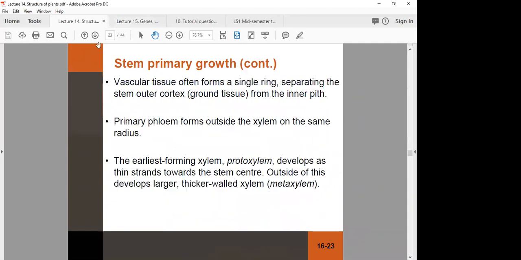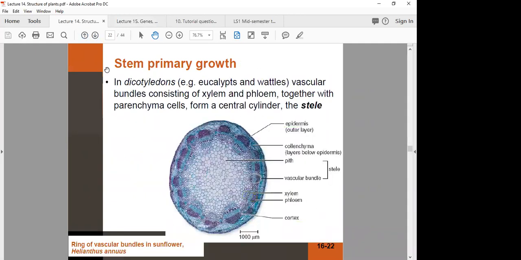Sorry, Silvana, could you just recap on the cortex, please? Sure, yes. So the cortex, so you can see this ring of vascular bundles here, and all these cells in between that ring of vascular bundles and the outer epidermis, these are referred to as cells of the cortex. It's just a general term, basically, for the cells found to the outside of the vascular bundles. Got it. Thank you. Does that make sense? No worries.